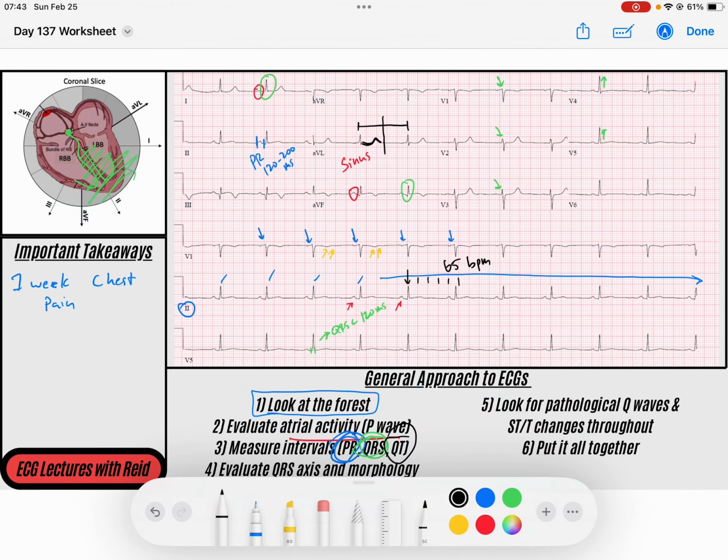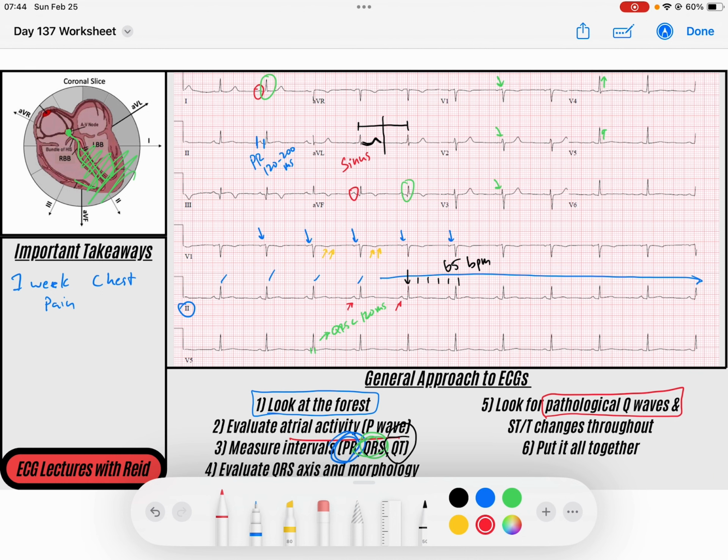Okay. So now we're going to look for our ischemic changes, right? What are our ischemic changes? Well, pathological Q waves tell me if there's been a prior myocardial infarction. That myocardial infarction could have been yesterday. It could have been 3 years ago, right? It just tells me that the myocardium is unable to conduct tissue in that direction, so we get deep negative Q waves.